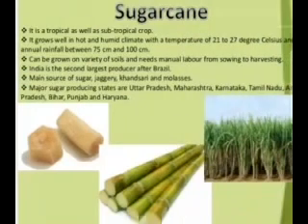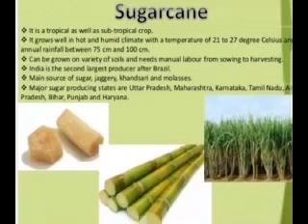Sugarcane. It is a tropical as well as subtropical crop. It grows well in hot and humid climate with a temperature of 21 to 27 degrees Celsius and an annual rainfall between 75 centimeters and 100 centimeters. Sugarcane can be grown on a variety of soils and needs manual labor from sowing to harvesting. India is the second largest producer after Brazil.